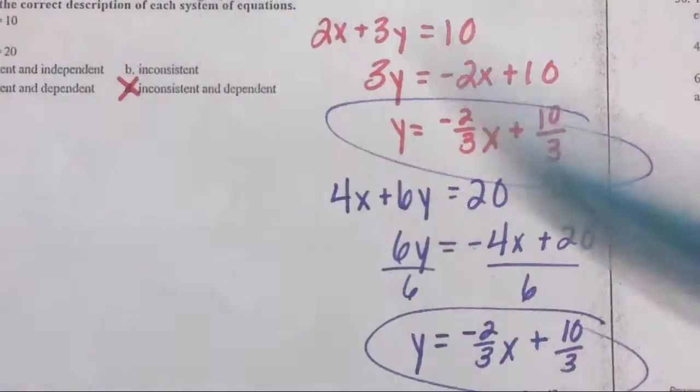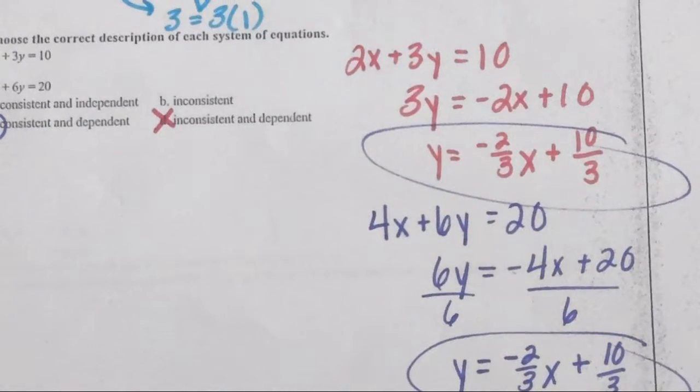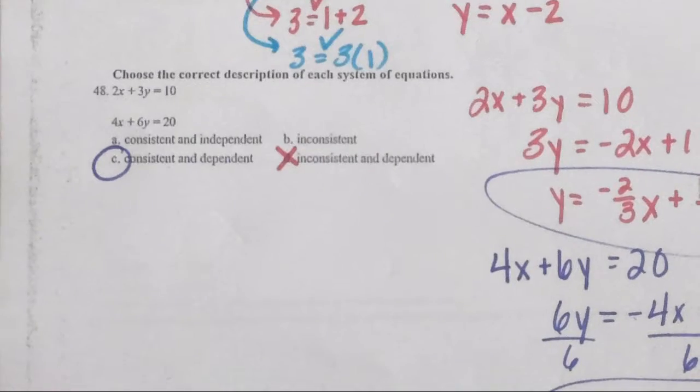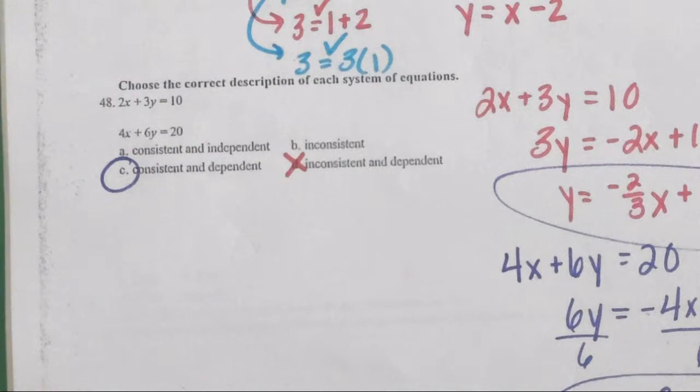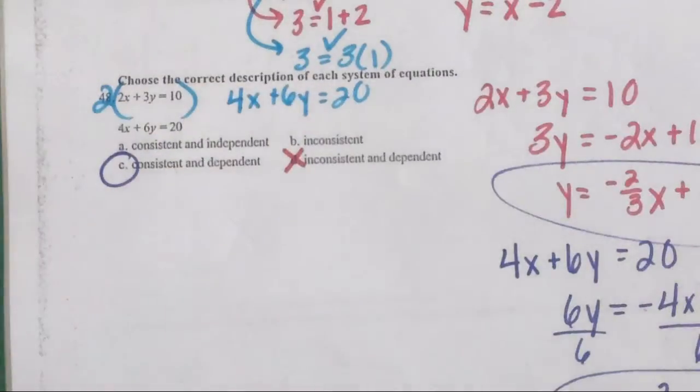How did I know the answer to begin with? I did look at the equation, and what did I realize? Yes, I realized they were multiples of each other. So if I multiply that top equation by 2, it would be 4x plus 6y equals 20. Hey, that's what the bottom equation was.